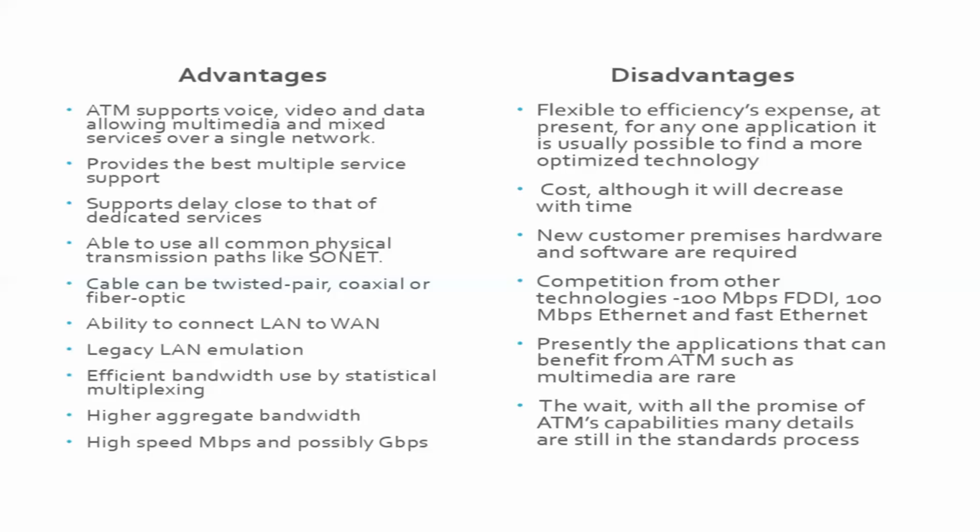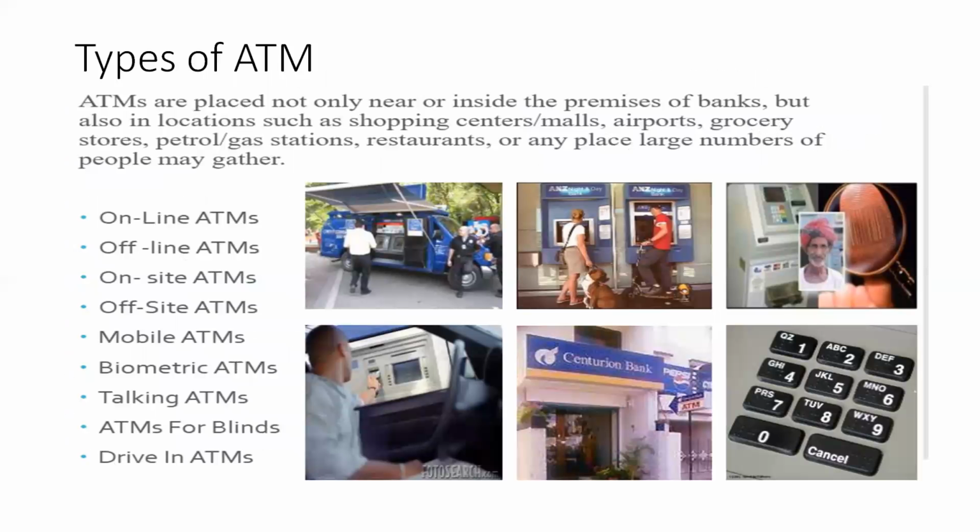Presently, the application that can benefit from ATMs such as multimedia are rare. The way with all the premises of the ATM capability details are still in the standard process. So these are the disadvantages. Now, if you see the types of the ATMs, there are various types: online ATMs, offline ATMs, on-site ATMs, off-site ATMs, mobile ATMs, biometric ATMs, talking ATMs, ATMs for blinds, and drive-in ATMs.